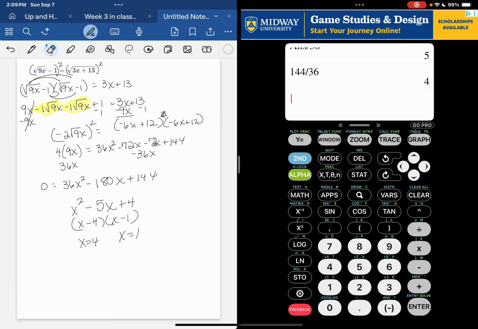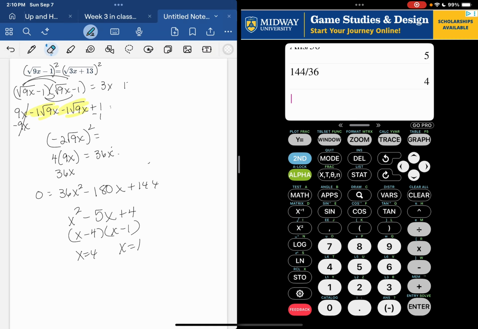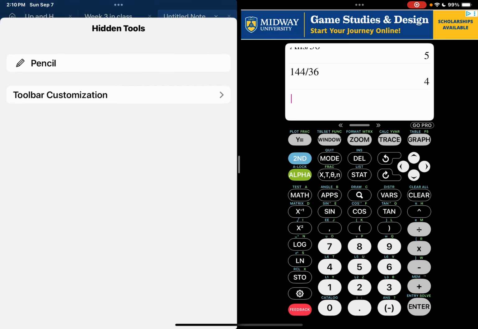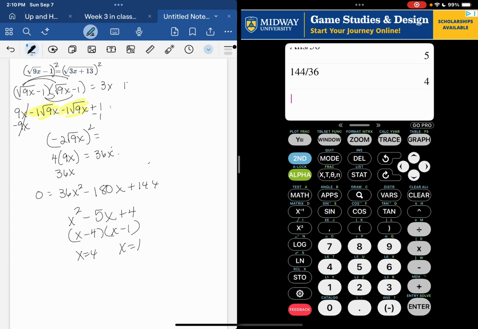I'm going to erase a little bit of this right here for space. I'll check it in, whoops, maybe a different color. Maybe not. Nope. All right. Sure. We'll just do it in the same color.